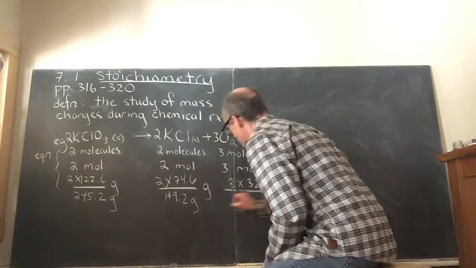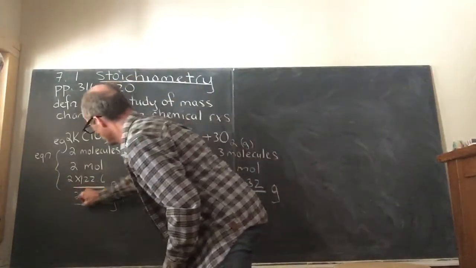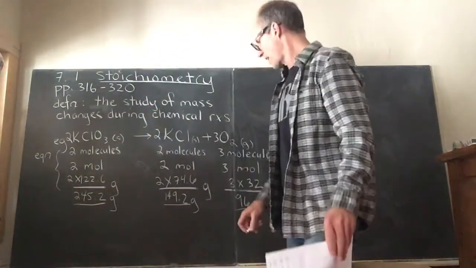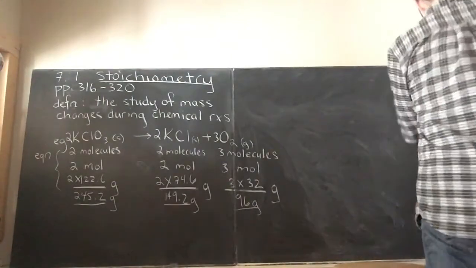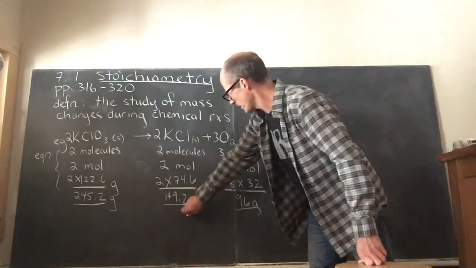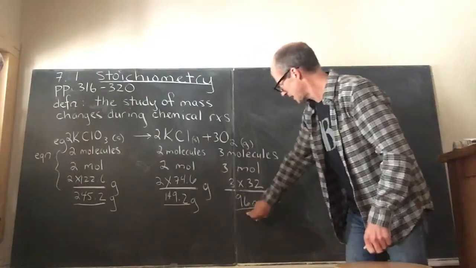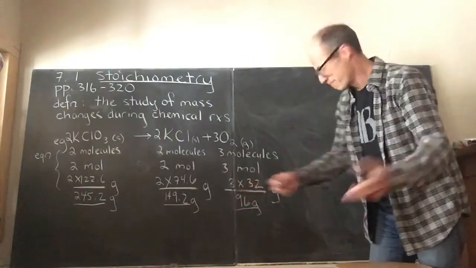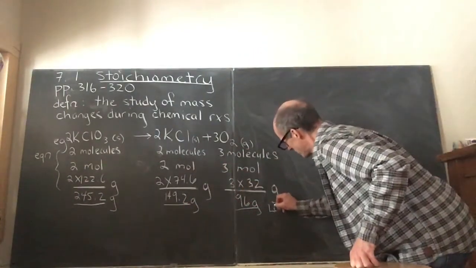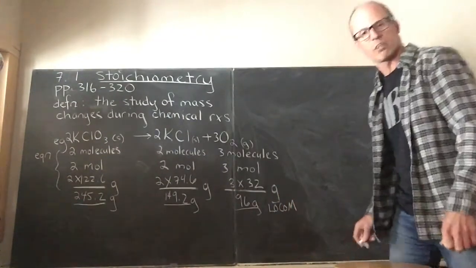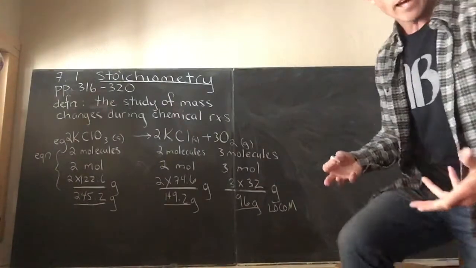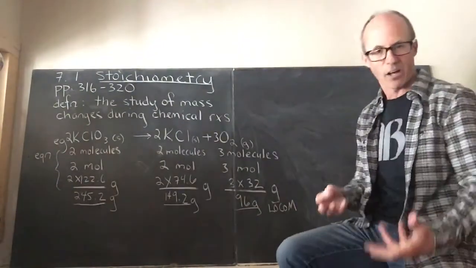And very interestingly, when you look at 245.2 on the reactant side, if you add 149.2 and 96, they're the same. This, like I said, is because of the law of conservation of mass. So that's what stoichiometry tells us.